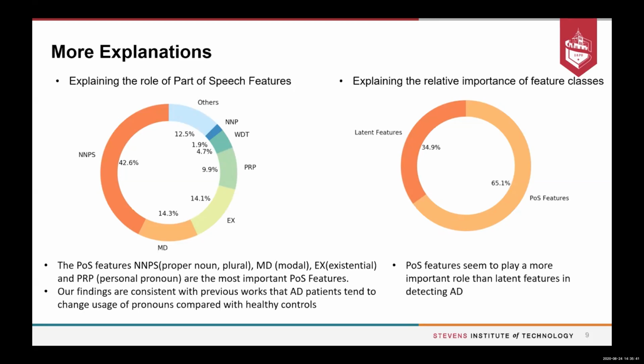And last, explaining the relative importance of feature classes. From the pie figure on the right side, we can tell that part-of-speech features seem to play a more important role than latent features in detecting AD, as they contribute 65.1% to the final decision overall. This finding is consistent with our performance metrics, which show that overall, the C-attention FT network performs better than the C-attention embedding network across multiple terms.